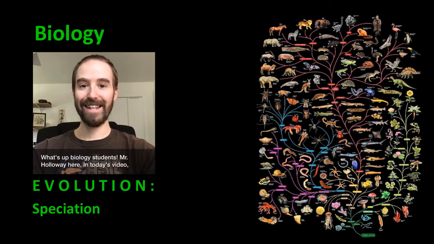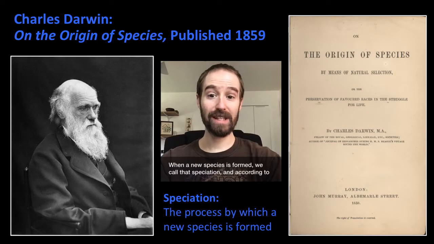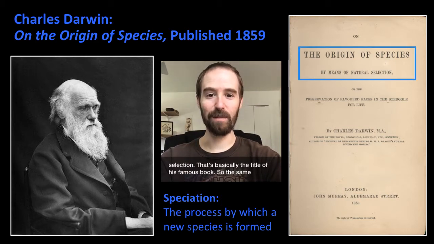Mr. Holloway here. In today's video, we're going to talk about how the process of evolution can produce new species over time, a phenomenon called speciation. When a new species is formed, we call that speciation. And according to Charles Darwin, new species originate by means of natural selection. That's basically the title of his famous book.